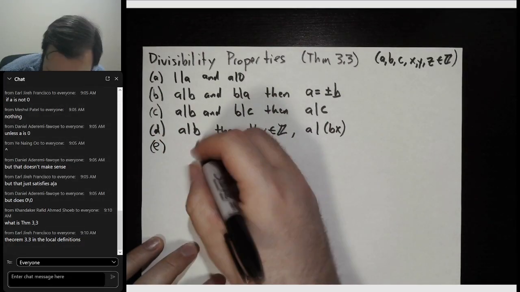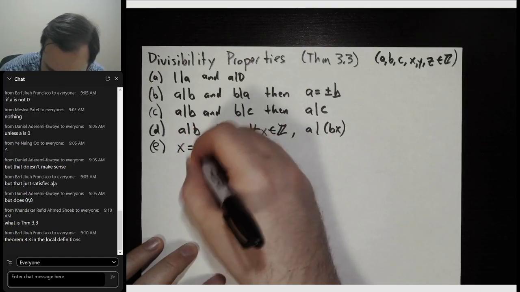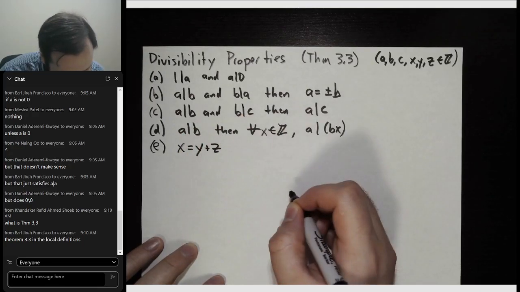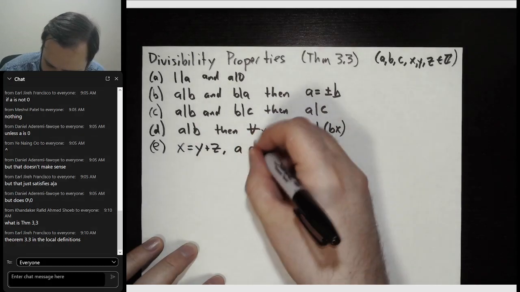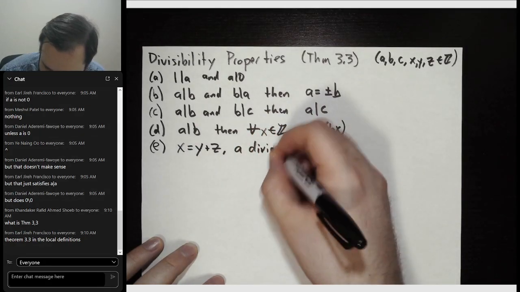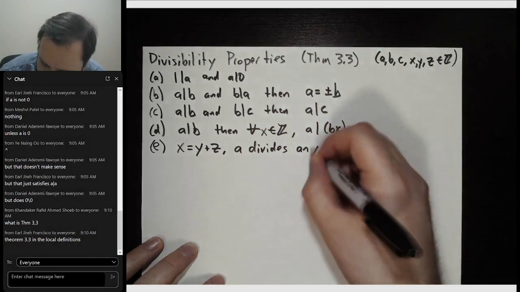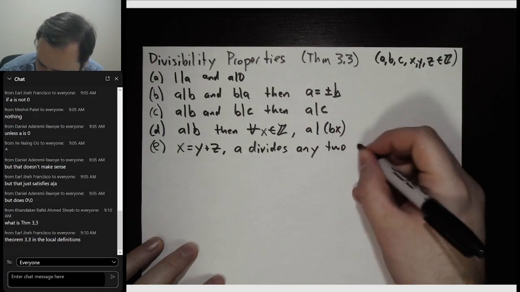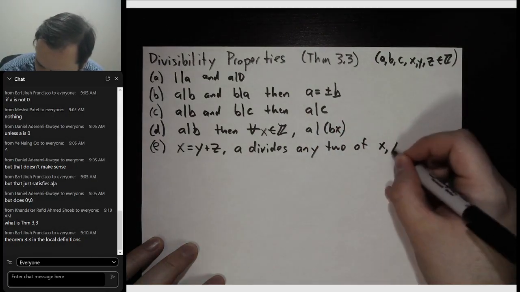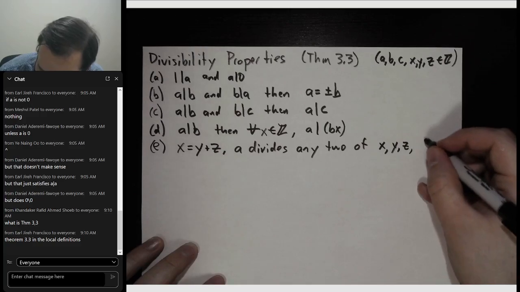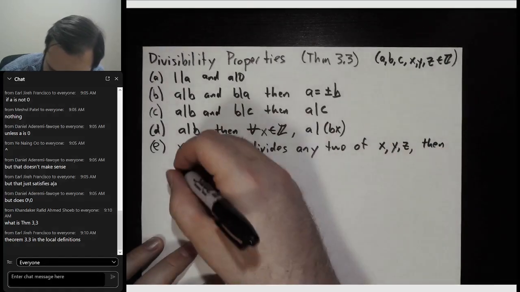If x is equal to y plus z, and a divides any two of these numbers, then it must also divide the third one.